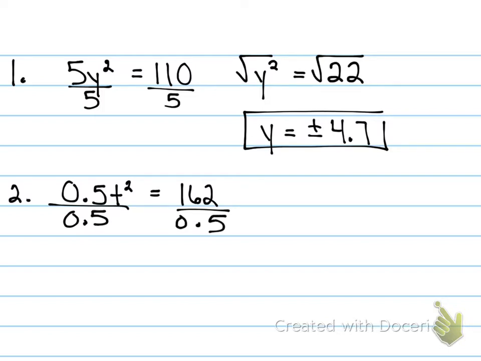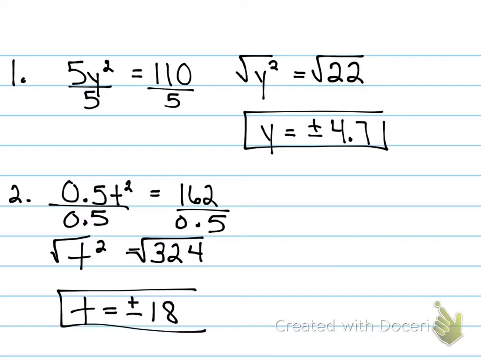Okay, and now I have t squared equals 162 divided by 0.5, which is 324. Wait, no, I did it right. Okay, now what do I do? Square root. T equals positive and negative 18. Who got 18? Awesome. Good job. But I just kept going. All right, last one and we're done.